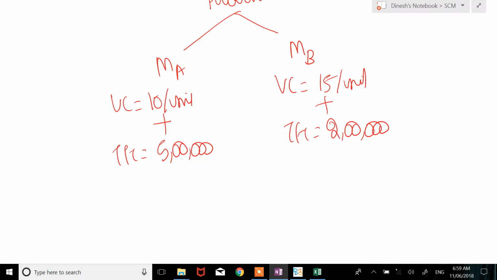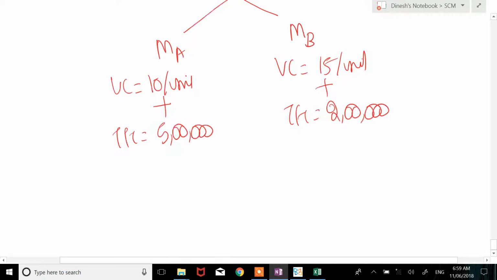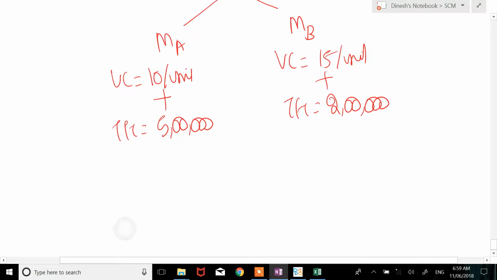Assume I produce 10,000 units. Can you tell me what will be the cost? Method A as well as method B, 10,000 units, fixed plus variable all put together. 10 per unit and 5 lakhs, 15 per unit and 2 lakhs. 6 lakhs, 3 lakhs.